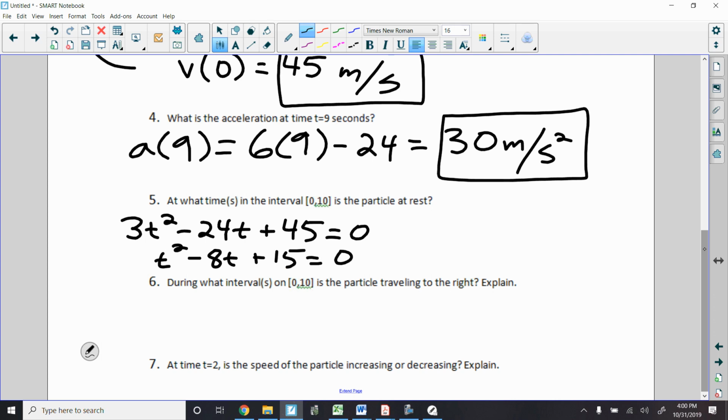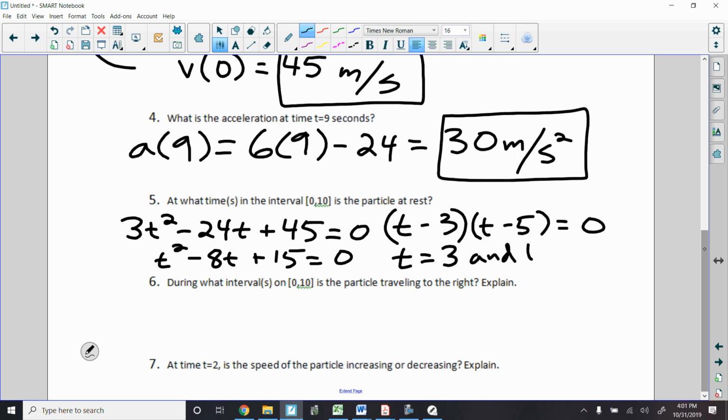Now I need to think of two numbers that multiply to make positive 15, but add to make negative 8. And since my leading coefficient is a 1 here, once I know those two numbers, I can go straight to my two binomials. The two numbers are negative 3 and negative 5, because negative 3 times negative 5 is 15, and negative 3 plus negative 5 is negative 8. I can go straight to t minus 3, t minus 5 equals 0. I get two solutions: t equals 3 and t equals 5 seconds.